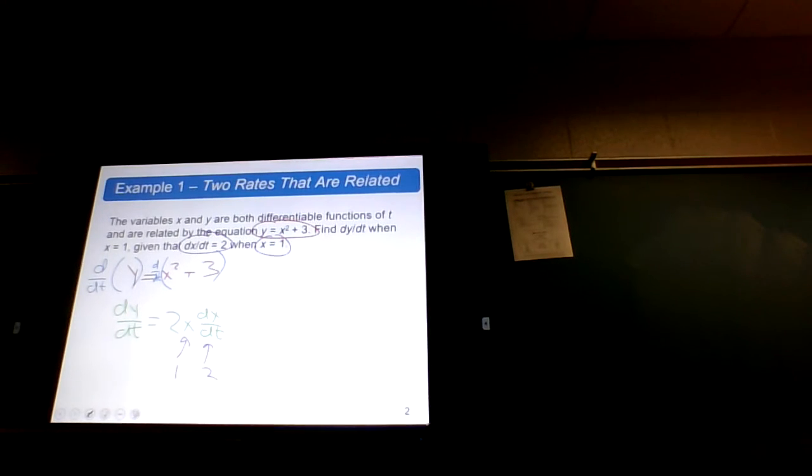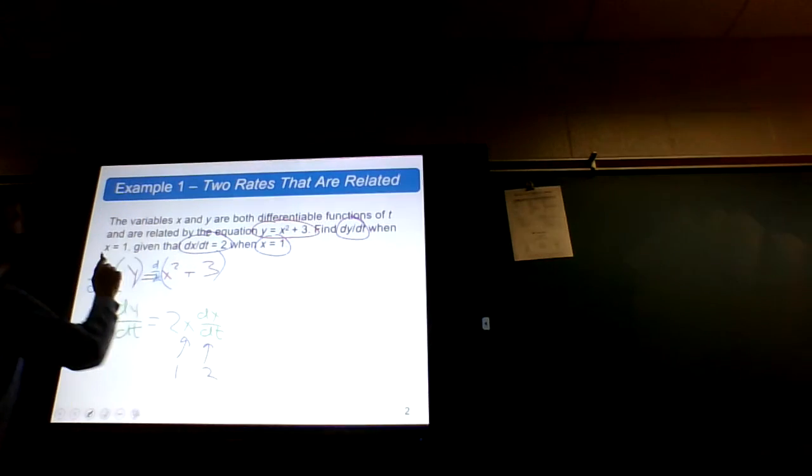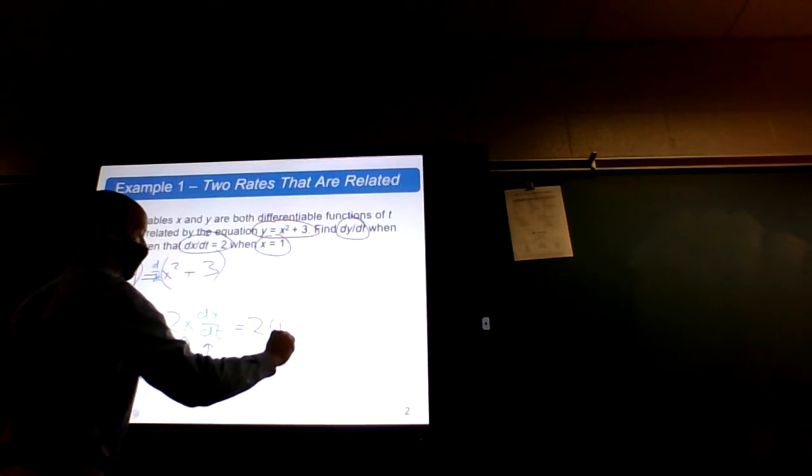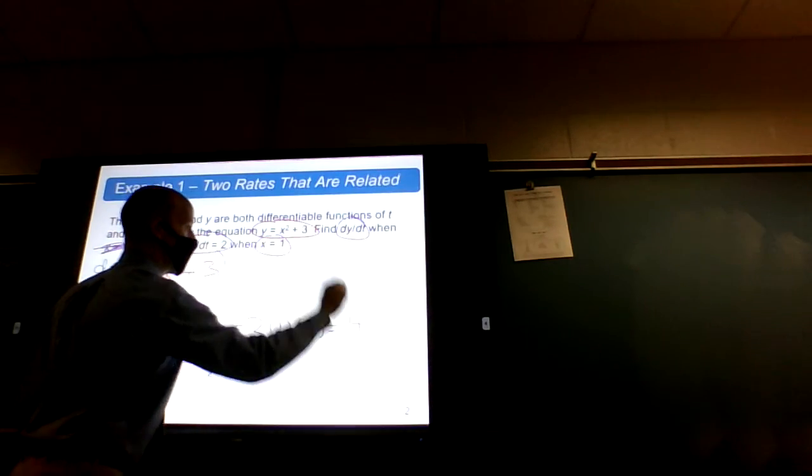What are we trying to find? Oh, I think I put x equals 1 there twice. I don't know why I did that. So what's the answer? 4. I think it's just 4. So it's going to be 2 times 1 times 2, which is 4.